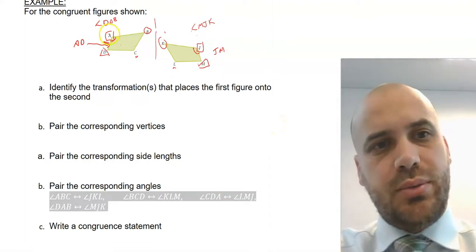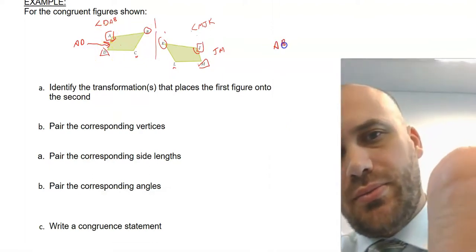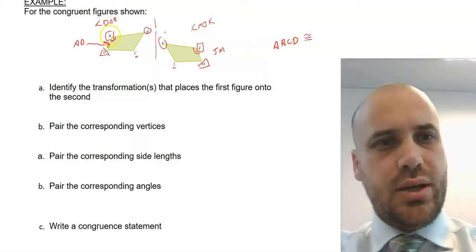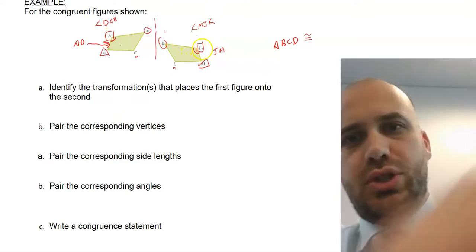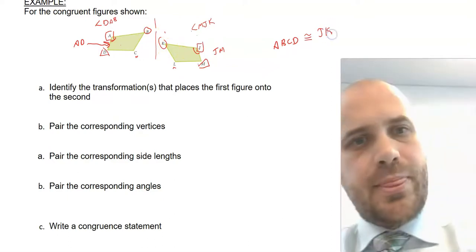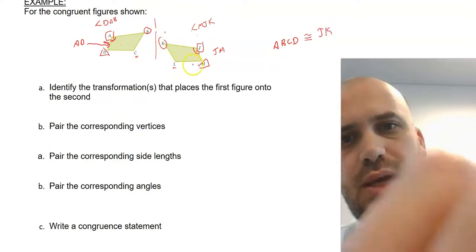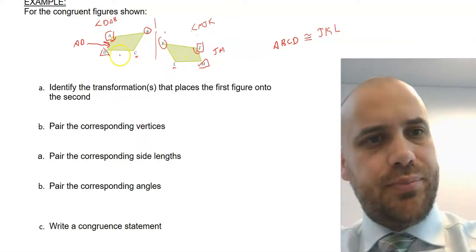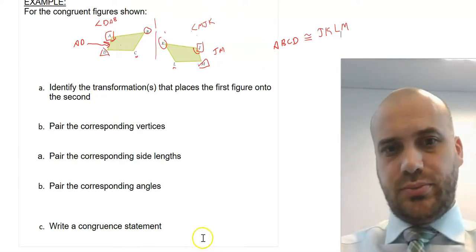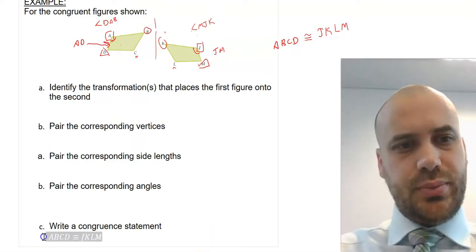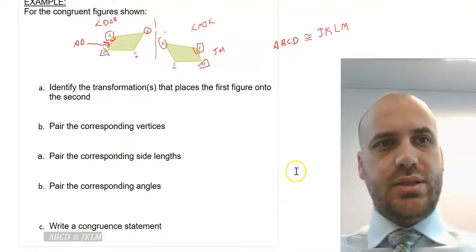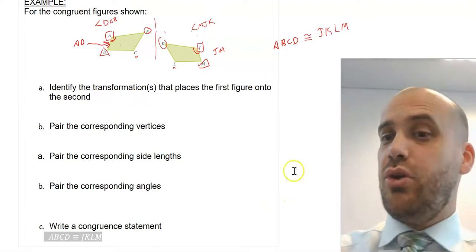Finally, we can write a congruent statement, and we've got to do it in the right order. I'm going to call this one ABCD, and then congruent to. I started with A, so I better start with J. B corresponds with K. C corresponds with L. And D corresponds with M. So I've got ABCD is congruent to JKLM. Alright, that is transformations and congruence statements.